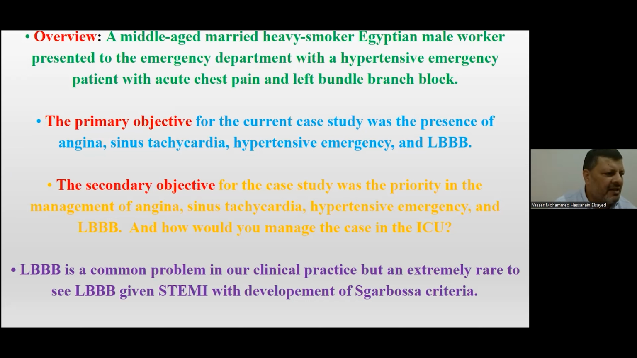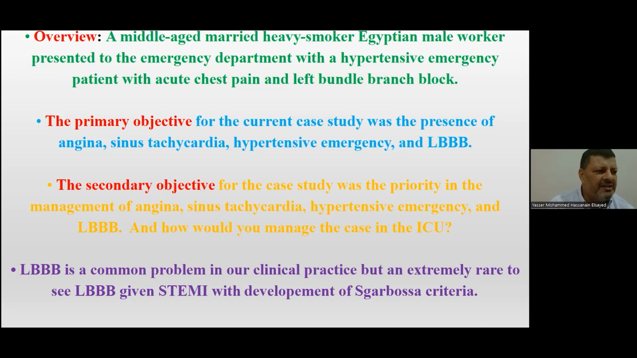The secondary objective was the priority of management of angina, sinus tachycardia, hypertensive crisis, and left bundle branch block, and how to deal with a case like this in the ICU. Left bundle branch block is a common problem in our clinical practice, but it is extremely rare to see left bundle branch block giving acute ischemia with developing Sgarbossa criteria.